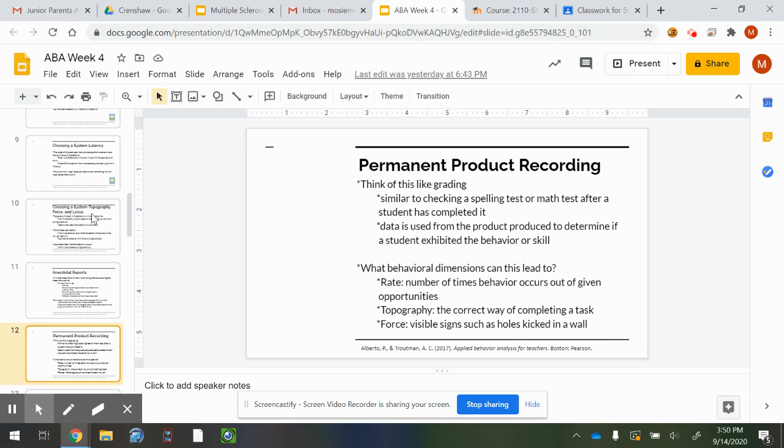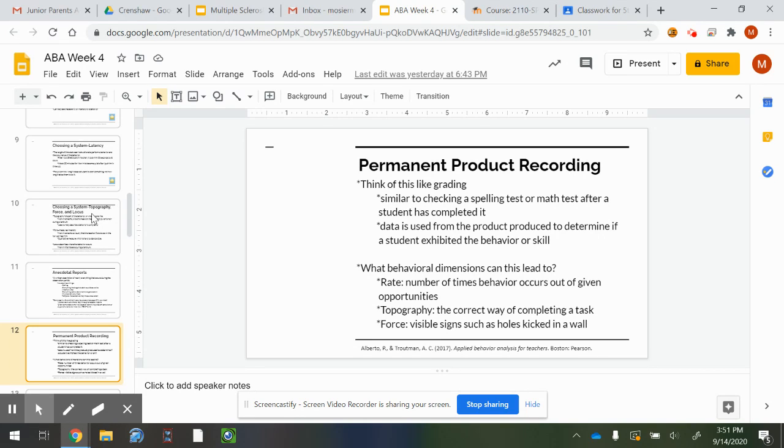Permanent product recording. You can think of this kind of like grading. It's similar to checking a spelling test or a math test after a student has completed it. So you actually use data from a product that is produced to determine if a student exhibited a behavior or skill. I think in areas of behavior, this is more commonly used when we talk about, say, adaptive behavior, maybe students with more cognitive impairments. We don't typically use these a lot for behavior.